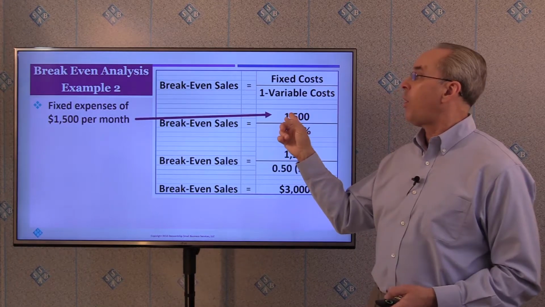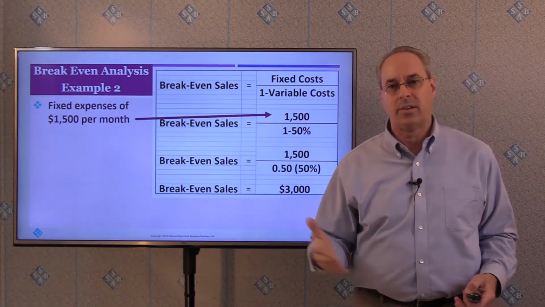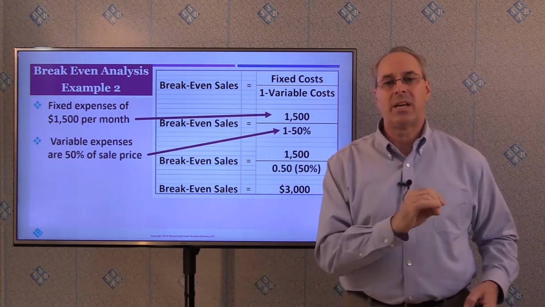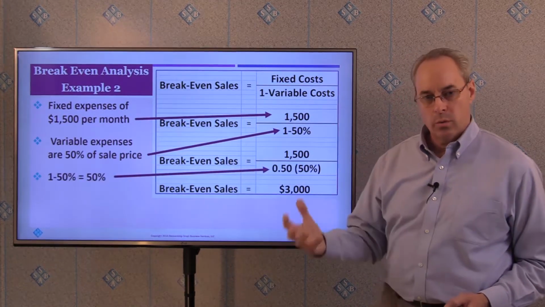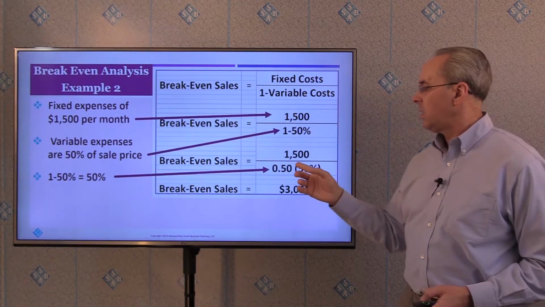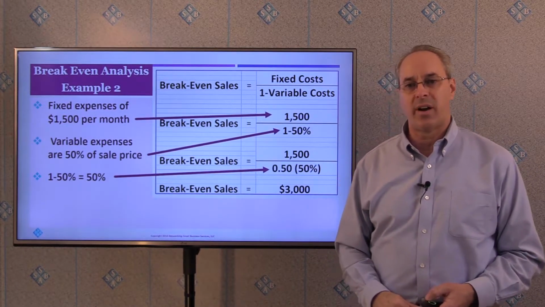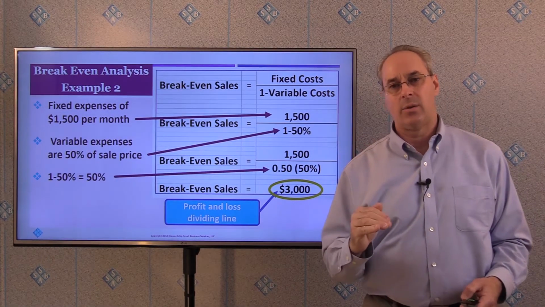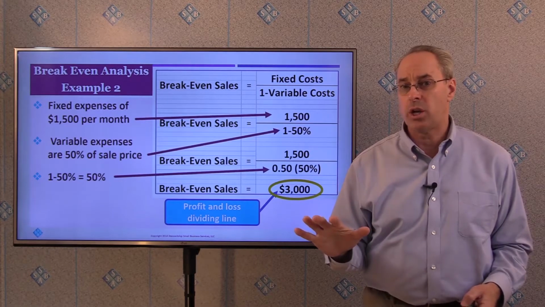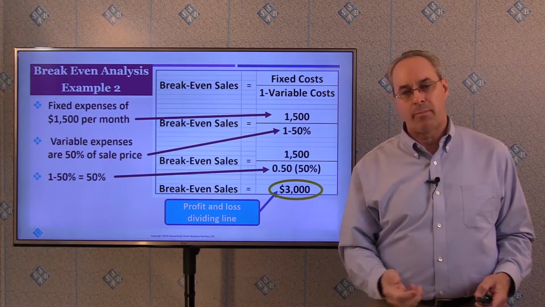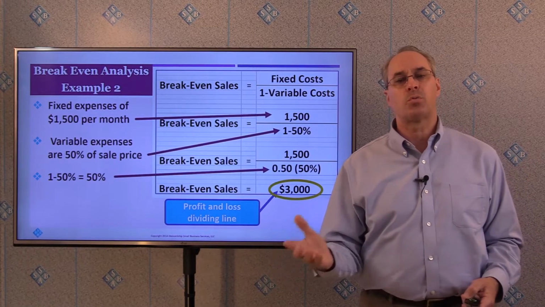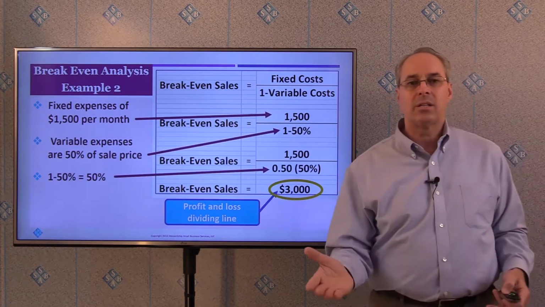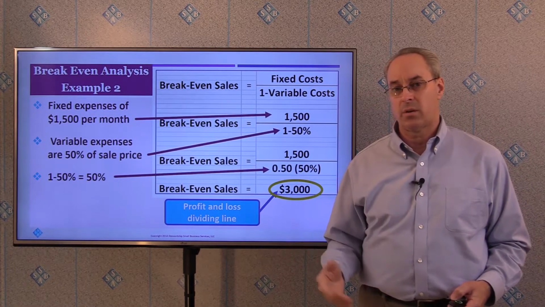The formula stays the same. Our fixed expenses are still the same, $1,500 a month. But now our variable expenses are half of the sales price, 50% of the sales price. So we do the math, 1 minus 50% equals, expressed as a decimal, 0.50. If you do the math there, the break-even line is now $3,000. Keep in mind, fixed costs didn't change. Our materials and labor are more here. It's half the sales price rather than 25%. And so now our break-even is up to $3,000, 50% more sales.